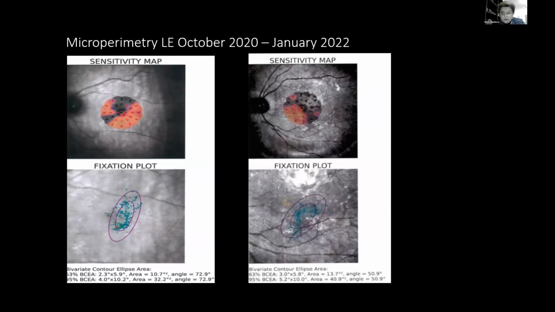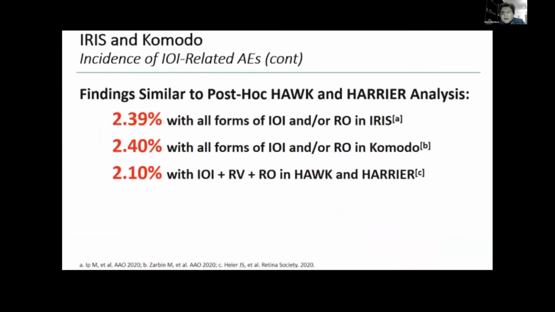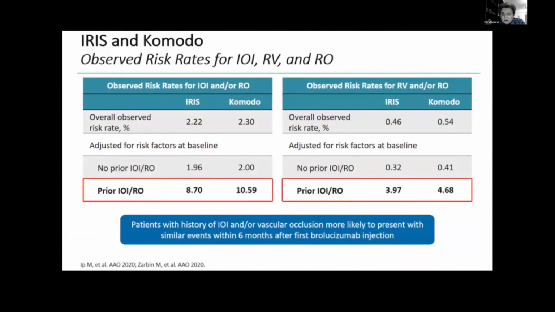As we spoke, the atrophic area is still here. However, the fixation point is more compact compared to the previous one. So basically, this is reflecting the large database collected in the States with the rate of complications in both the iris and Komodo. The findings are similar to the Hawk and Farrier, and the risk is higher in patients who had previous inflammation and retinal occlusions.